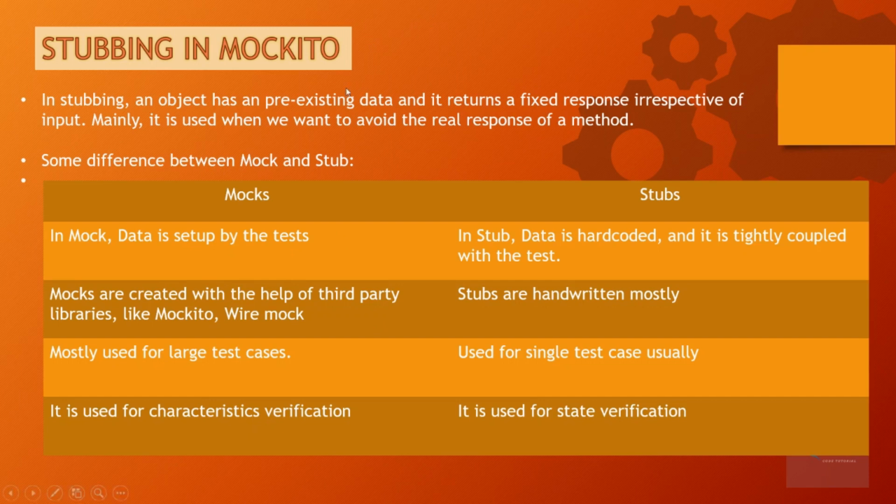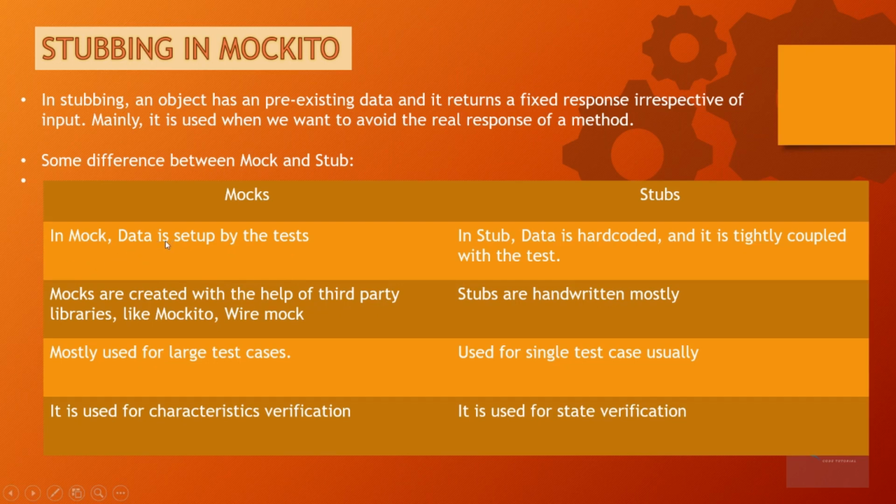In stubbing, an object has pre-existing data and it returns a fixed response, irrespective of the input. Mainly, it is used when we want to avoid the real response of a method. We have some differences between a mock and a stub which we should understand before understanding stubbing more in Mockito.